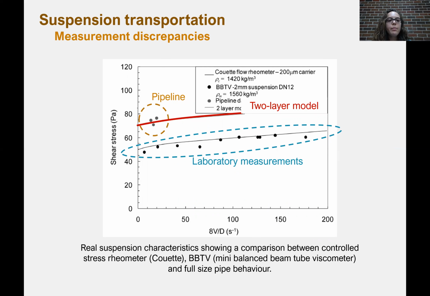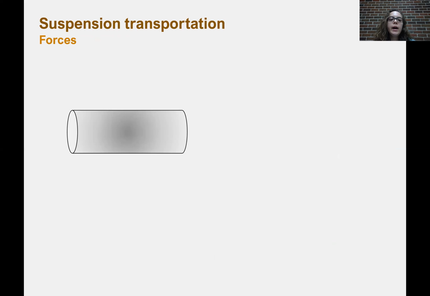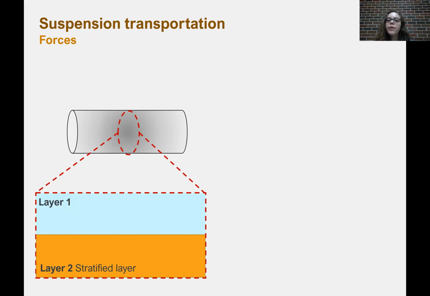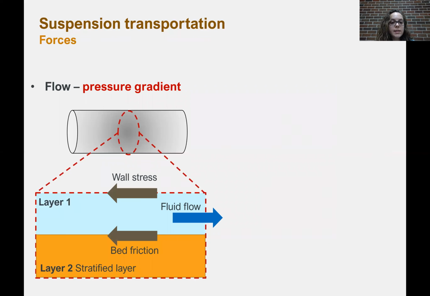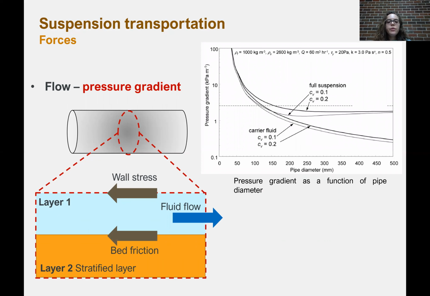But before rushing to the lab, we still need a few more considerations. Here we have the same pipeline. In a two-layer model in which all solids form a bed, fluid flow is only achieved when there is a pressure gradient across the pipe section that is enough to overcome the wall shear stress, or resistant forces, and the friction forces existing at the two-layer interface. In this graph over here, we're able to compare this pressure gradient I just introduced as a function of the pipe diameter.